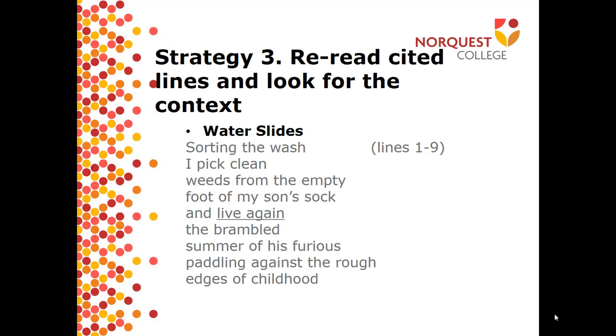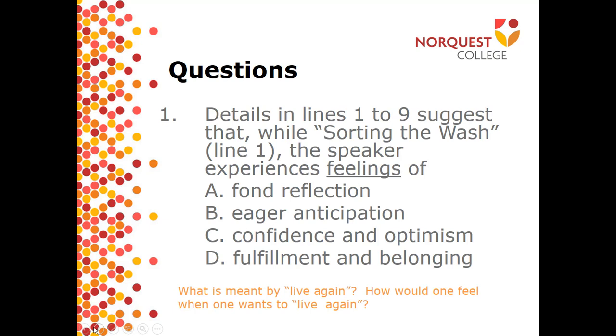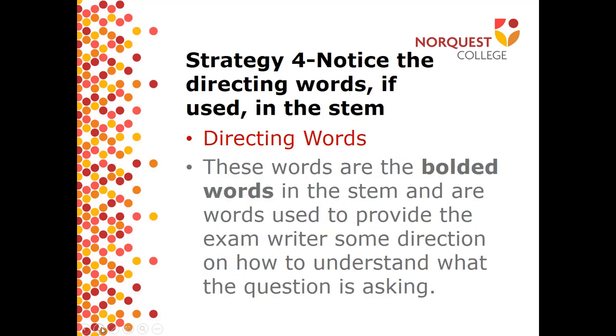So when I look at this, and I look at the alternatives, I want to look at that word, live again, and I know again means to think back on something. The only answer that shows me that I'm looking back is fond reflection, and so A is the answer for this question. Strategy 4 is to notice the directing words if used in the stem.